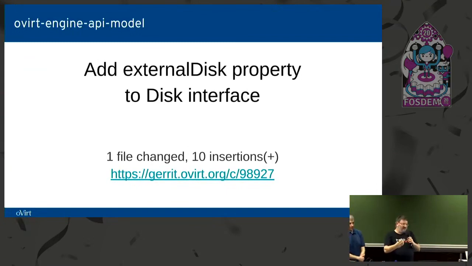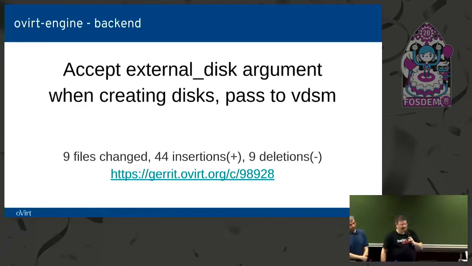So we have a disk object. We want to add an external disk property, so we can plug in there one of the many URLs that QEMU supports. This was easy, changing one file. Then we need to work a little more on the engine, adding an external disk argument when you create a disk and passing it to VDSM. This is much more work. And you want Daniel on your side when you're doing it.